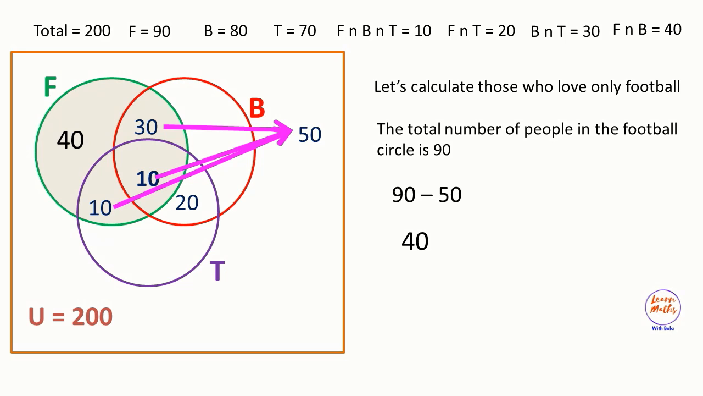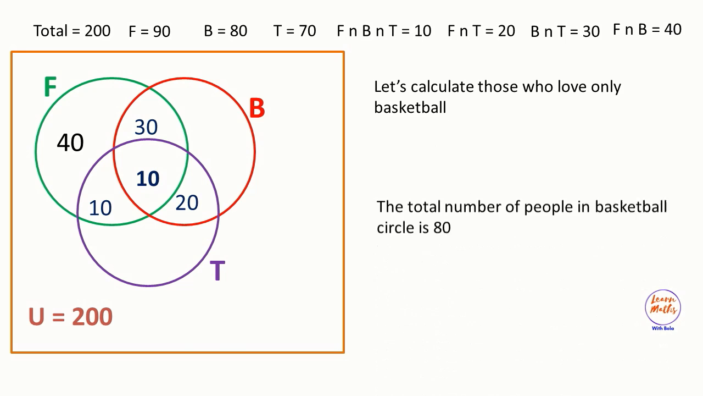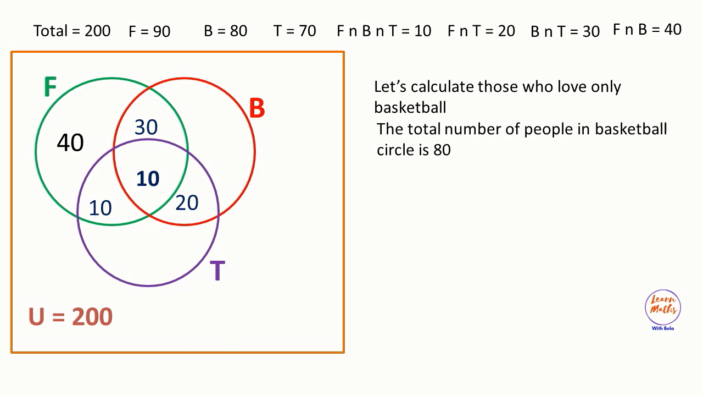You can see that that part of the bracket does not intercept or have any other color of the line of circle in that area. So that area represents only football. Then we go on to basketball and we'll do the same thing for basketball.